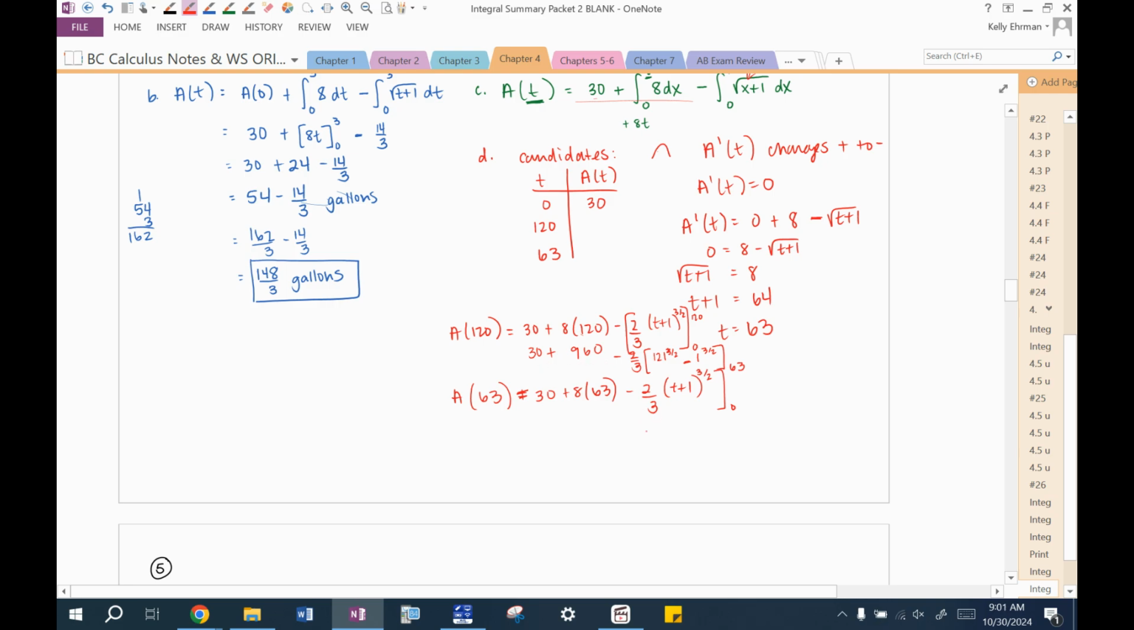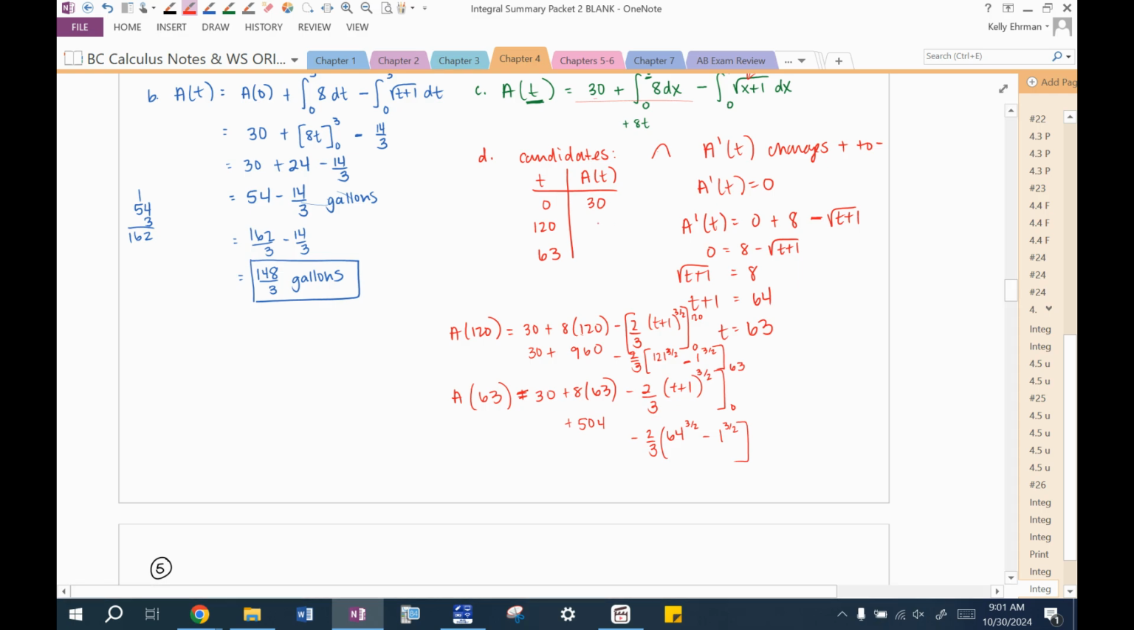And then here we're going to get, so let's see, 2/3 times 64 to the 3 halves minus 1 to the 3 halves. 8 times 63. Now this is only at, let's see, 504. And then we're going to subtract this value. This is definitely going to be smaller than this value. Okay, but let's see. We're looking at when the amount of water is at a maximum.